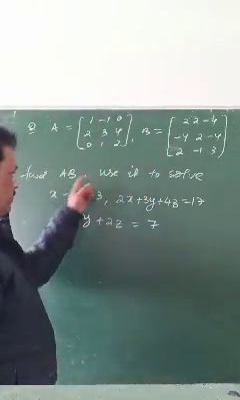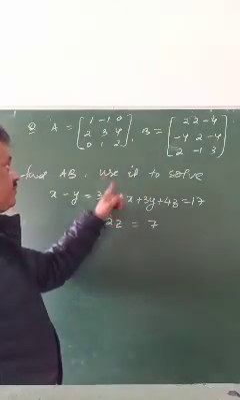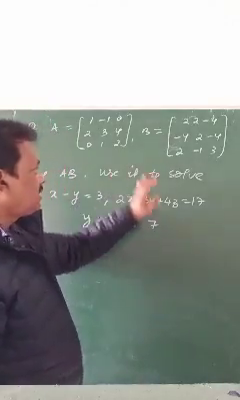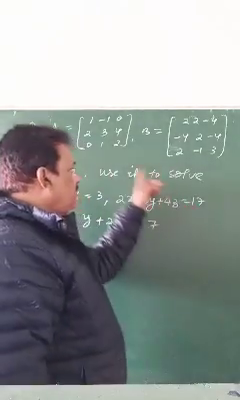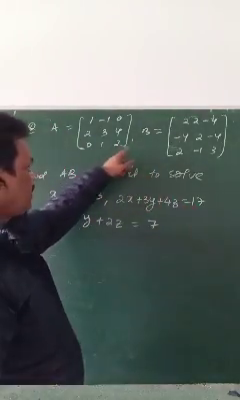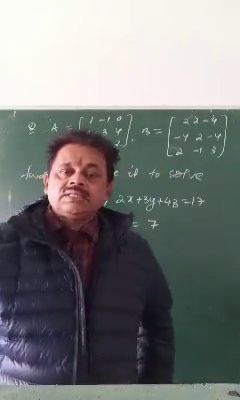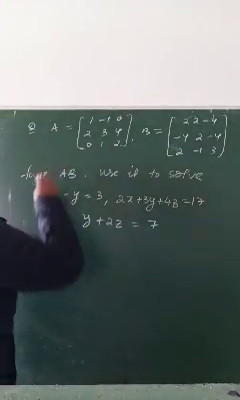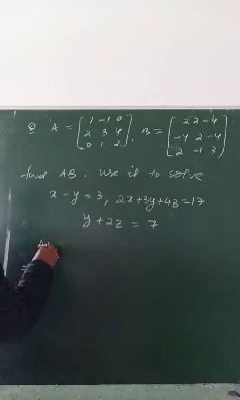See, this pattern of question is different. Otherwise, you used to find A inverse and solve, but this is a different method question. First, you have to find out AB. Then you have to use it, where the inverse exists, that you have to find out. Okay, AB.